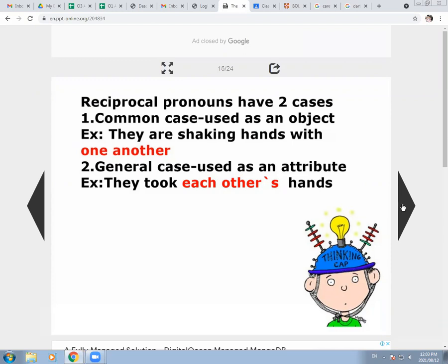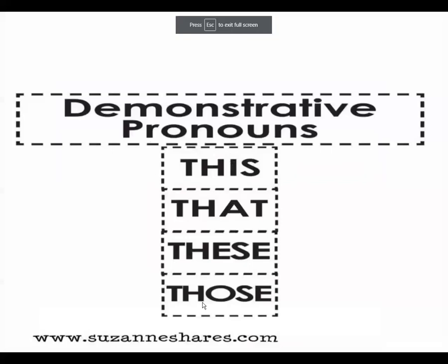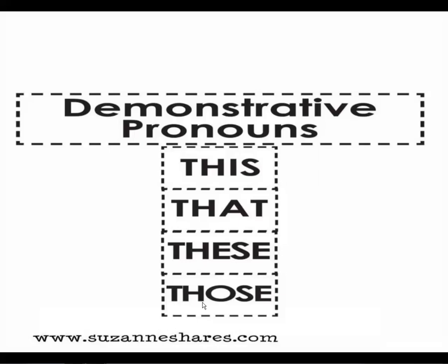So you can see the examples. They are shaking hands with one another. They took each other's hands, right? So let's move forward to the next type. The gangsters were fighting one another with each other. Umme Farwa. Okay. So if you have noted the definition and the examples, the boys played games on PC with each other.